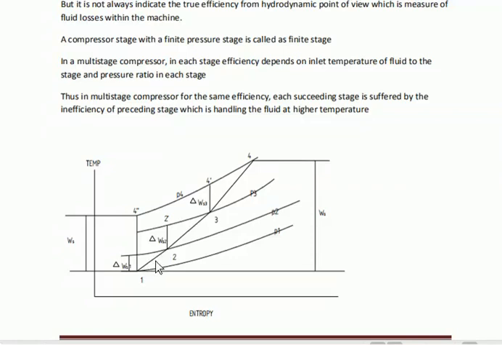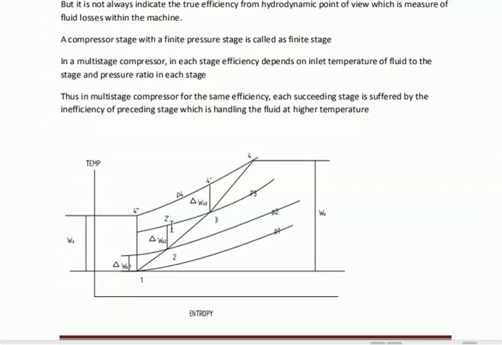Suppose that same fluid enters the next stage, that is stage number 2. The efficiency of this stage depends upon the inlet temperature of the fluid, whatever temperature it has when it enters the second stage. That fluid temperature is the reason for the stage efficiency.